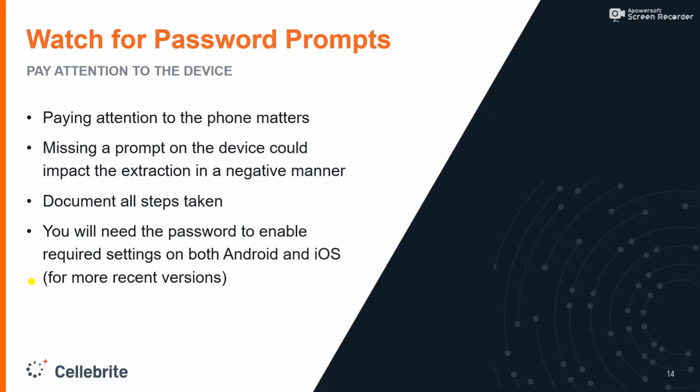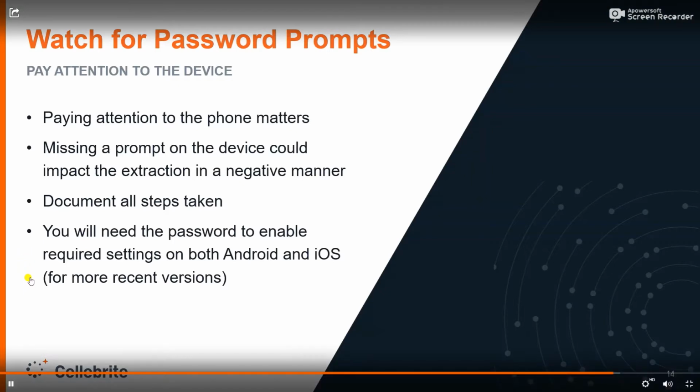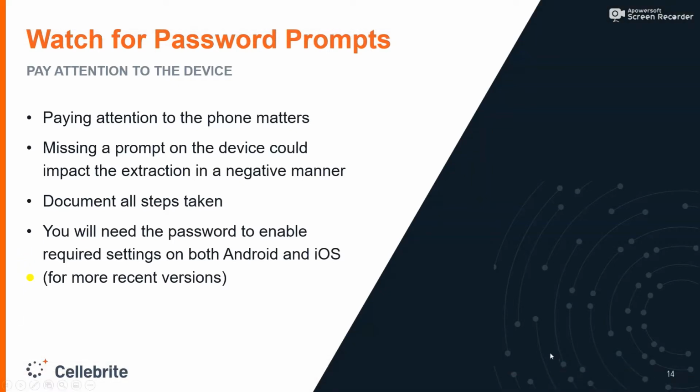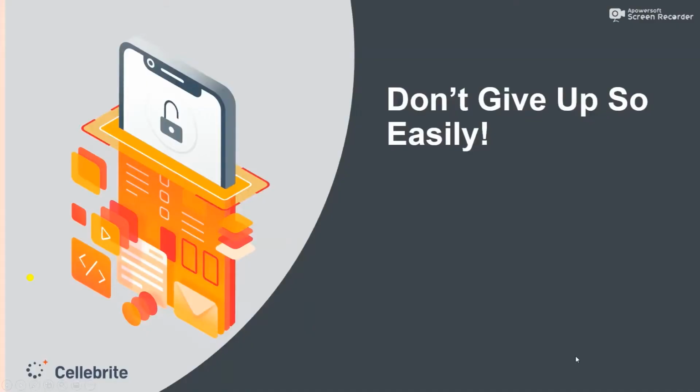Make sure you pay attention to the device. Look for password prompts. Look for any trust acknowledgements. If you cannot get an Android to connect, something I recommend you do is revoke USB debugging right where you turned it on and plug it in again. You are going to need the password for both Android and iOS devices in order to enable the required settings. So it's very, very important that you know what you're doing.